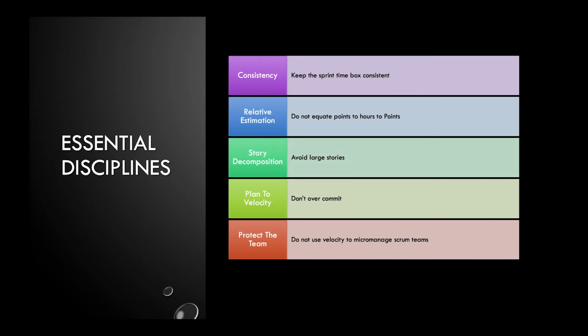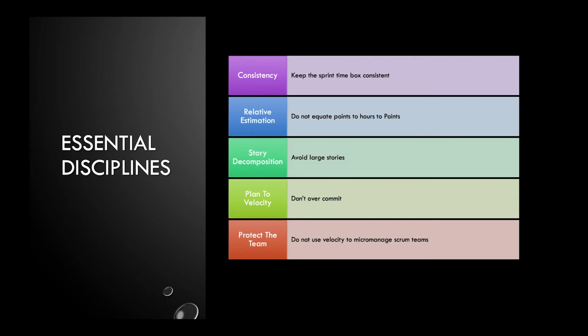A common anti-pattern experienced by Scrum teams is the tendency to equate a point to a specific amount of time, such as thinking of a point as a day's worth of work. Doing so erodes the focus of value delivery and essentially eliminates any benefit of using velocity at all.